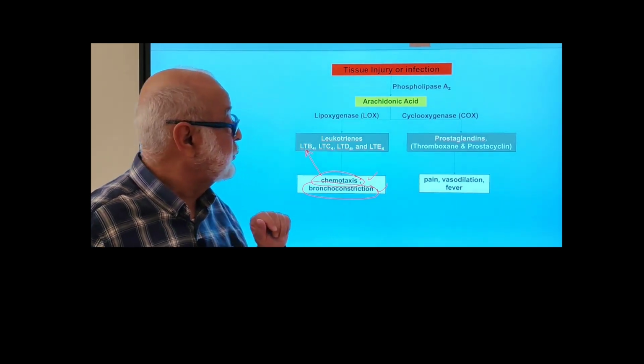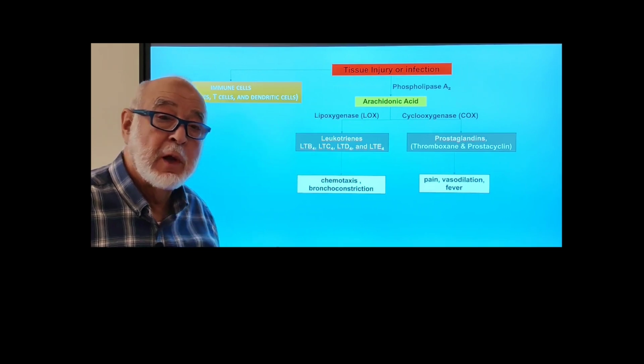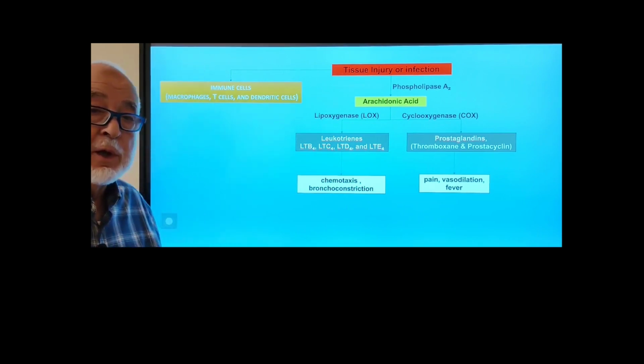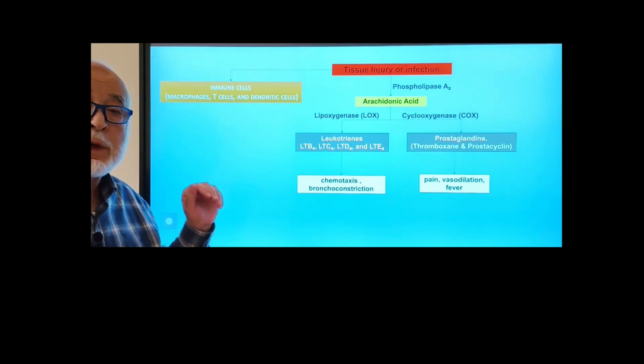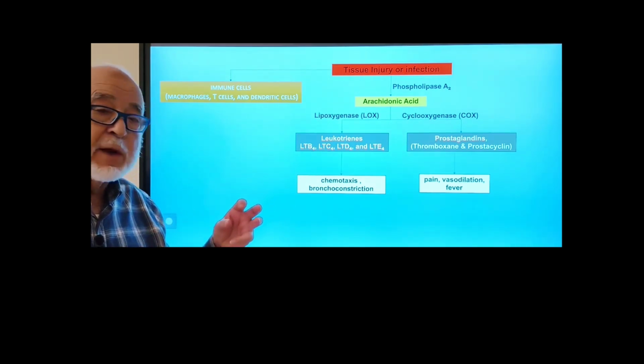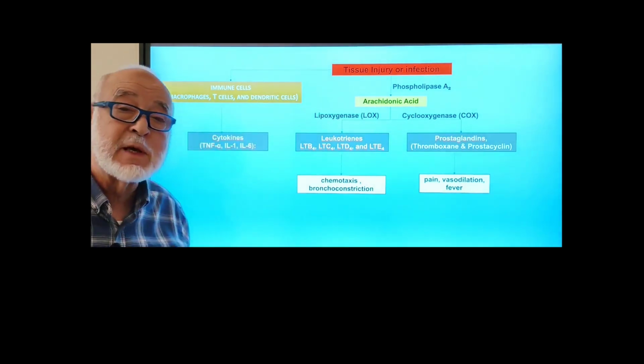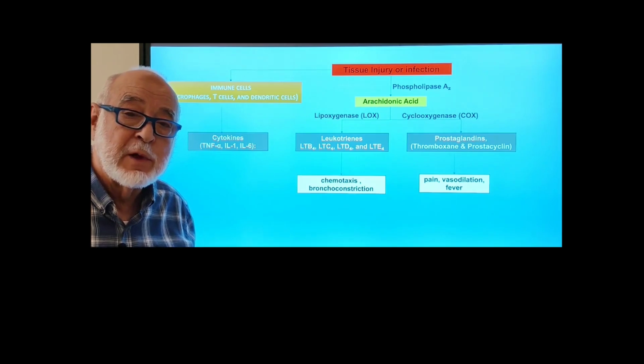Okay, now when tissue is exposed to injury, it will lead to the attraction of immune cells. Immune cells, as you know, there are different types of immune cells, including neutrophils, macrophages, T cells, and dendritic cells. They are attracted to the site of inflammation when the tissue is exposed to injury or viral or bacterial assault. Okay? So these immune cells release another inflammatory mediator known as cytokines.